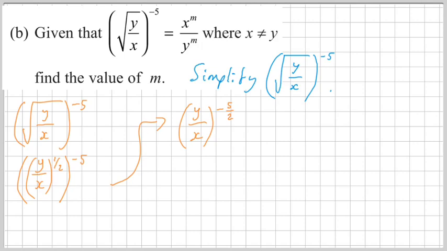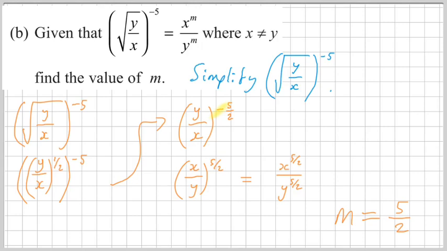Okay, I think all that remains really is to deal with the negative. We've got a negative power, that tells us to flip the fraction over and get rid of the negative. And then we're done, really, because when you've got a fraction raised to a power, you can just apply that power to the top and the bottom separately, which is exactly the form that we're working towards, and therefore m is 5 over 2, and that's your final answer.